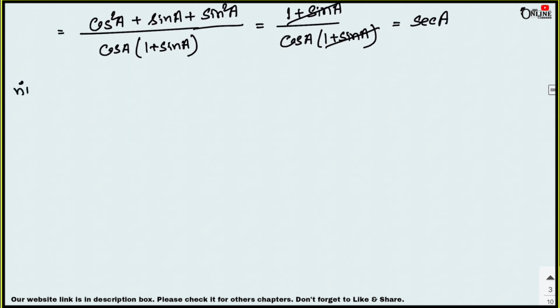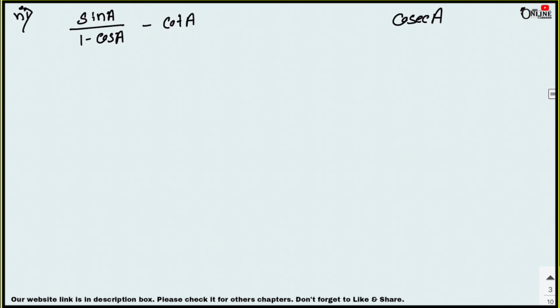Next one, sum number 7. Sin A by 1 minus cos A minus cot A, this one equals cosec A. So this sum is the same as the previous one. So I hope you can solve this one. So let's move on to the next problem, sum number 8.